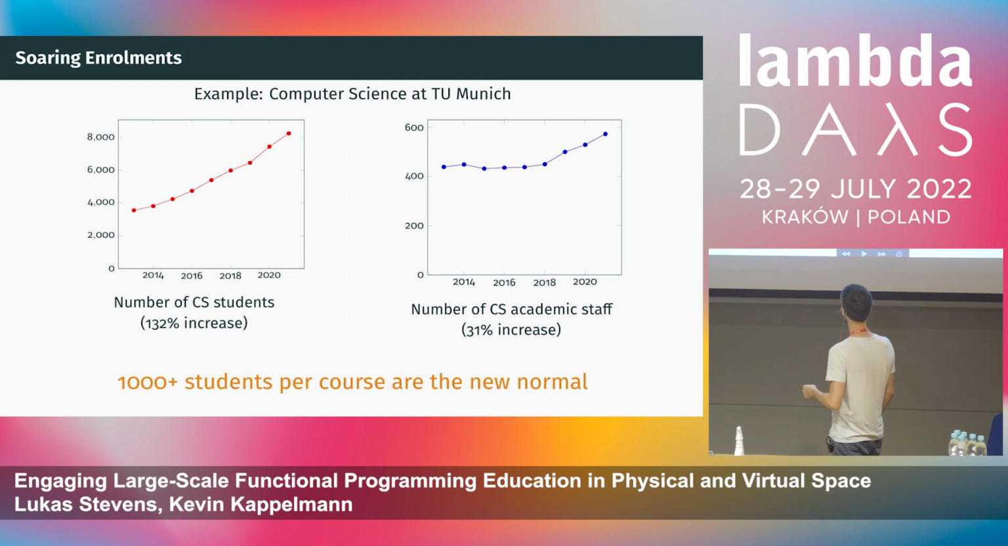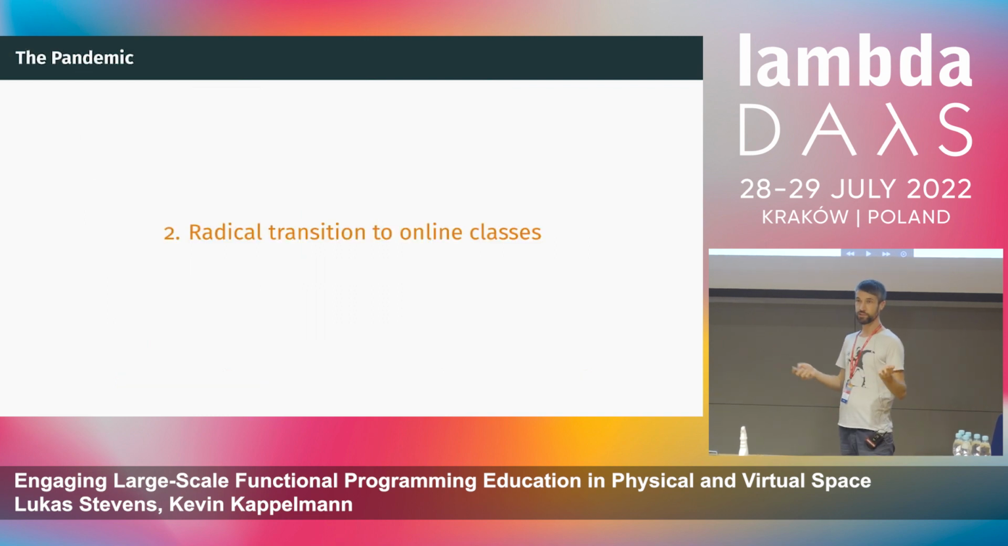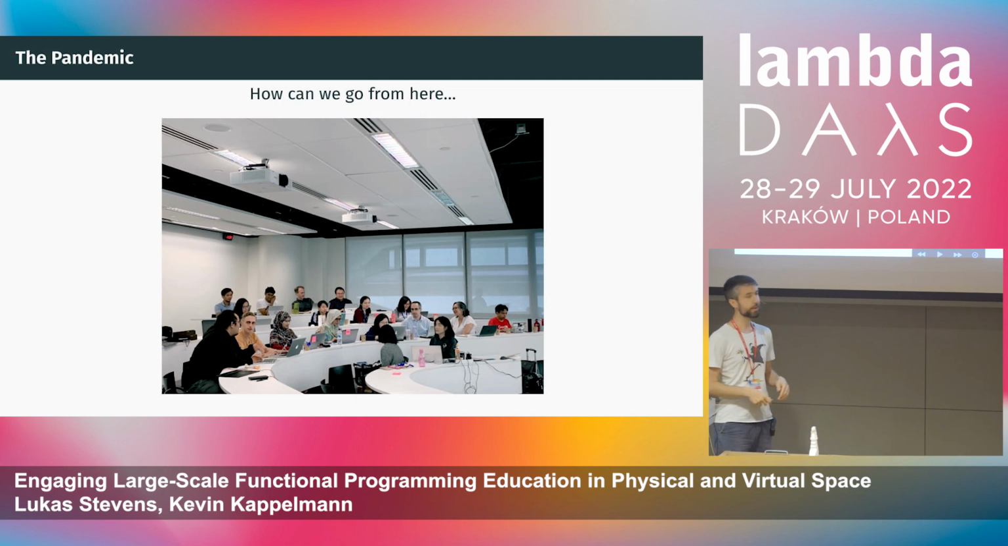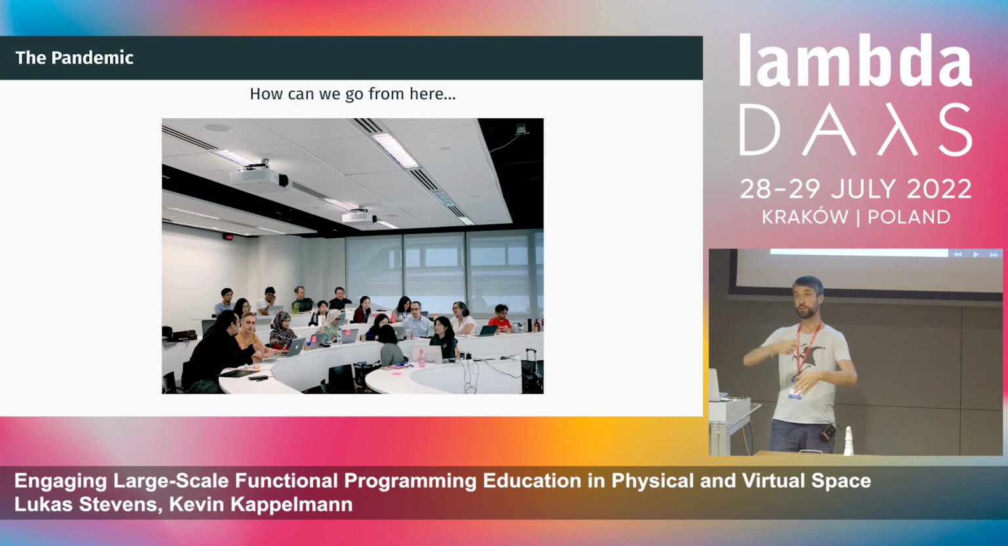All right, challenge number two: we had this radical transition to online classes. So in our first iteration, as said, we had the beautiful physical space. We knew how to interact with students. Students knew how to interact with each other, because at the end of the day, it should not just be academic, but also a joy to learn something new at university.